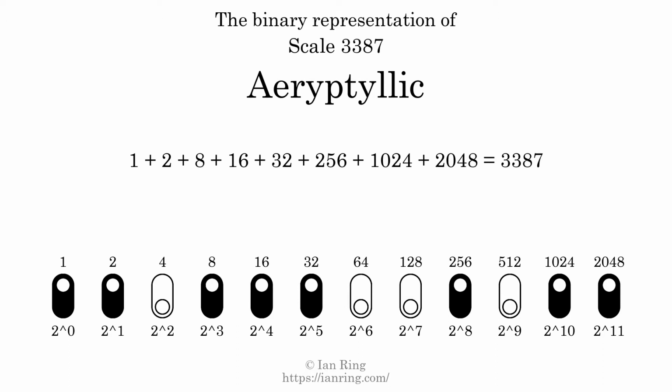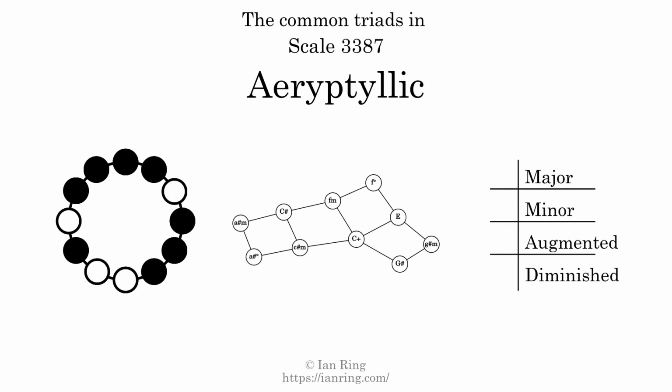3387. The scale number not only enumerates the scale with a unique index, but it also literally describes the tonal content of the scale. Represented as a binary number in base 2, the scale number is 1101001111011. Here are the common triads present in this scale.